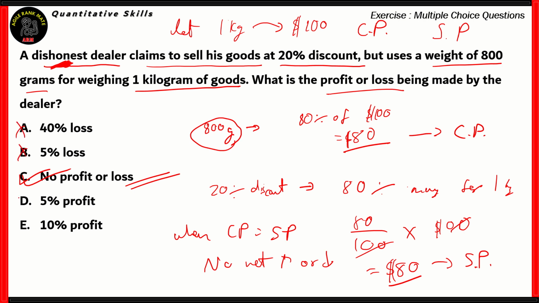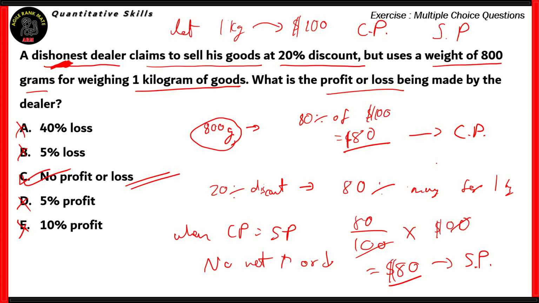All the other options are incorrect because for a 40% loss or a 10% profit to happen, either the cost price should be greater for a loss or the selling price should be greater for a profit. In this particular case, even after being dishonest, he still doesn't get a profit or loss. It's basically break even at this stage.